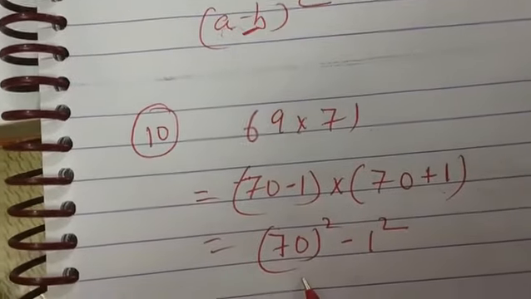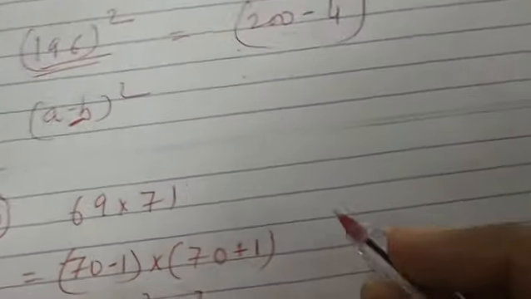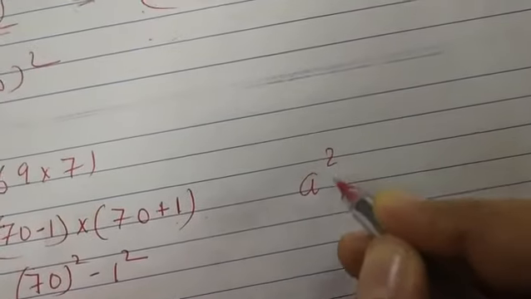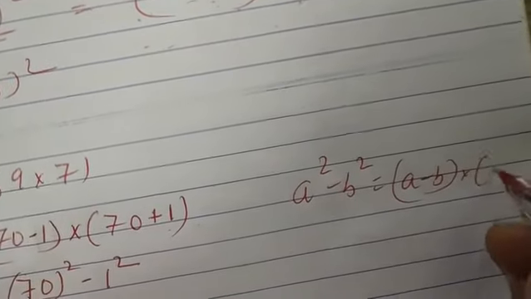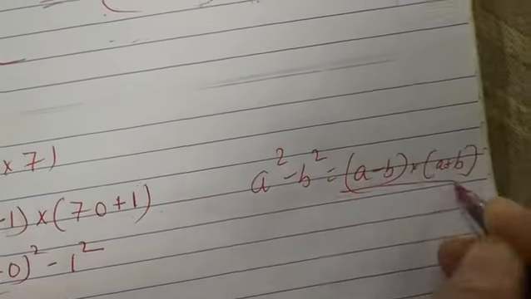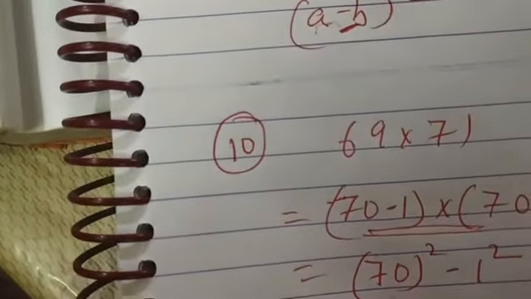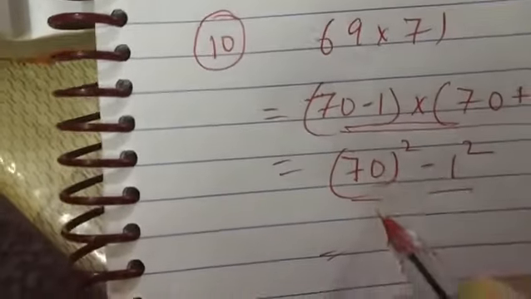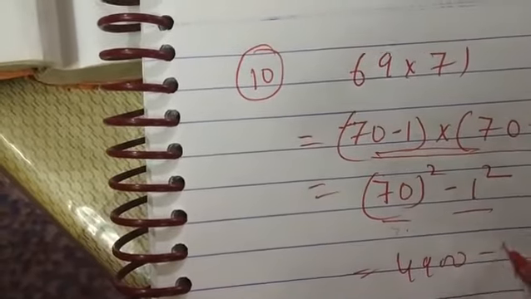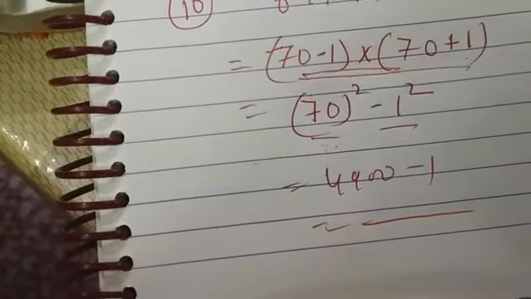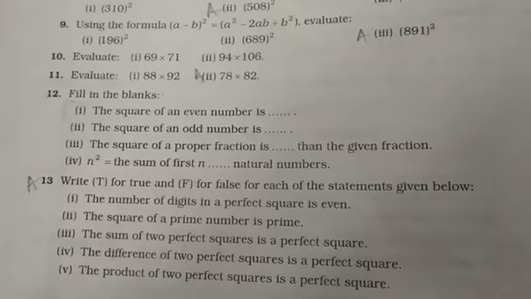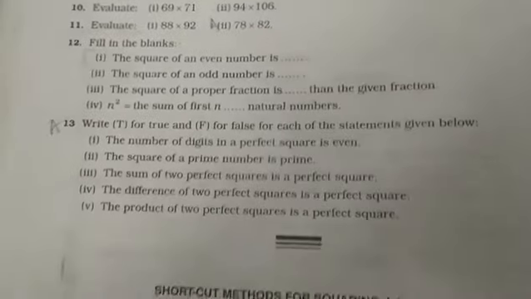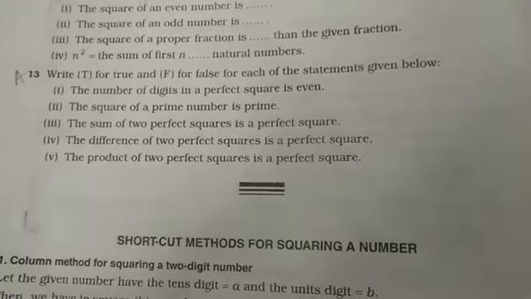That is equal to a square minus b square, the formula we have already studied: a square minus b square is equal to (a - b) into (a + b). So this (a - b) into (a + b) can be written as a square minus b square. 70 square is 4900, minus 1 square is 1, and you will get the answer. So complete your exercise 3A and 3B. And next we will discuss the shortcut method for squaring a number.